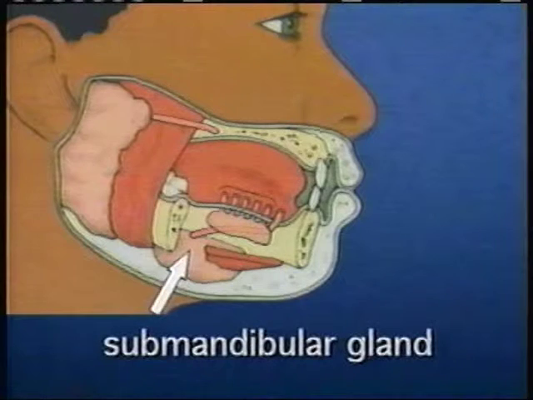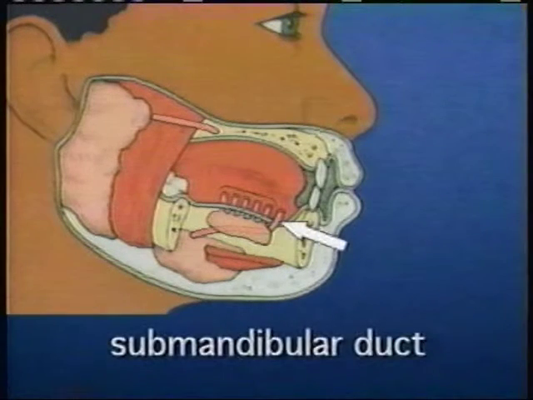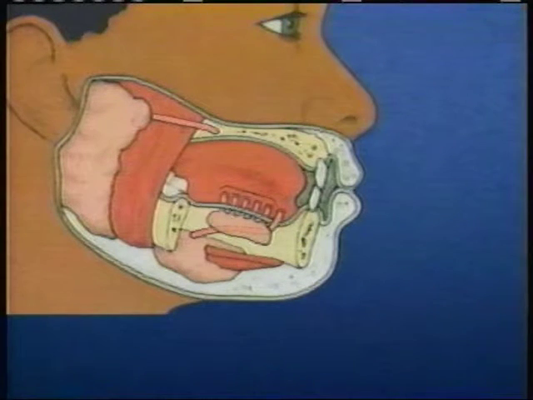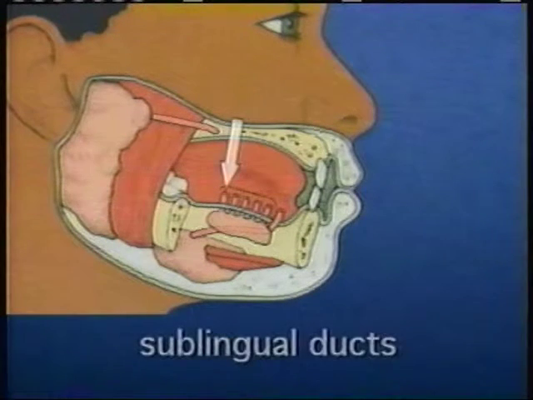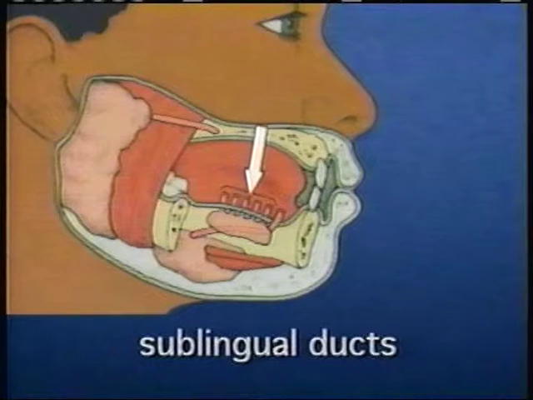The submandibular gland lies below the mandible. The opening of the duct from this gland is found in the mouth near the lingual frenulum. The sublingual gland is smaller and deeper in position and transmits its secretions through several ducts which open into the floor of the mouth.